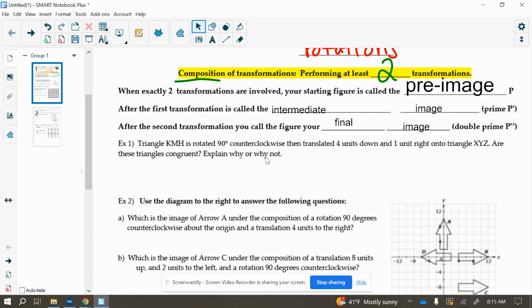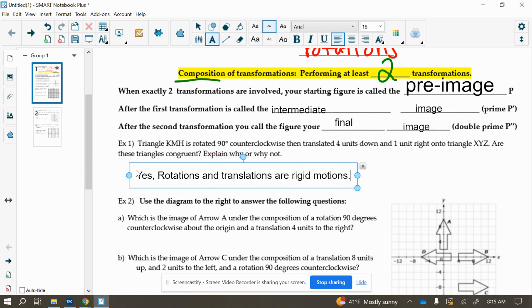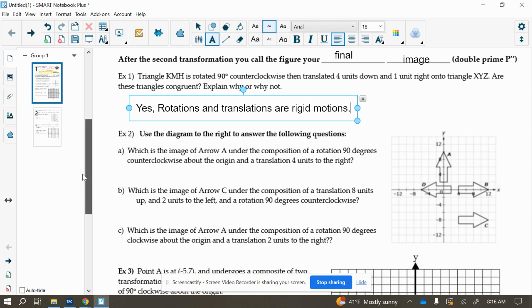So if we are rotating a triangle 90 degrees clockwise, and then we translate it, are the original and the rotated and translated triangle the same size? And the answer is yes. We know that these are going to be the same size because rotations and translations are rigid motions. So we know that those rigid motions, when we do even more than one of them, will keep preserving the shape of that triangle throughout all of the transformations.